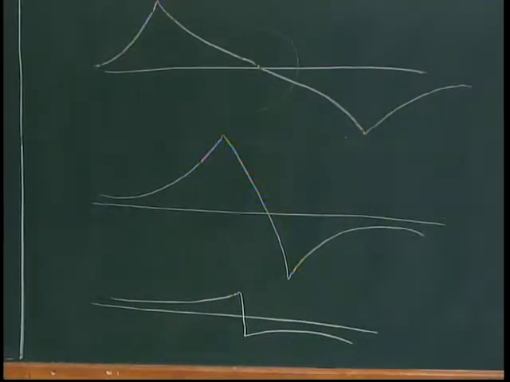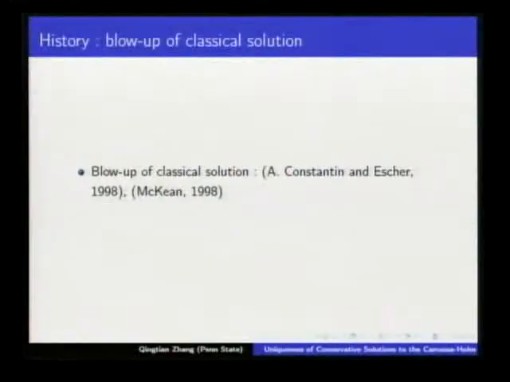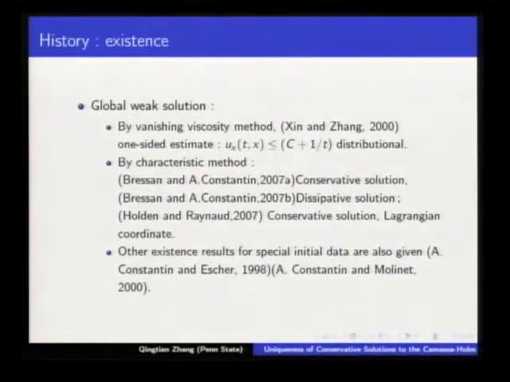Because there is this kind of blow-up for the classical solution, we cannot expect global existence for the classical solution. So here, the most natural way to think about the global solution is to consider the global weak solution. And the global weak solution has been proved by several groups by using different kinds of methods.